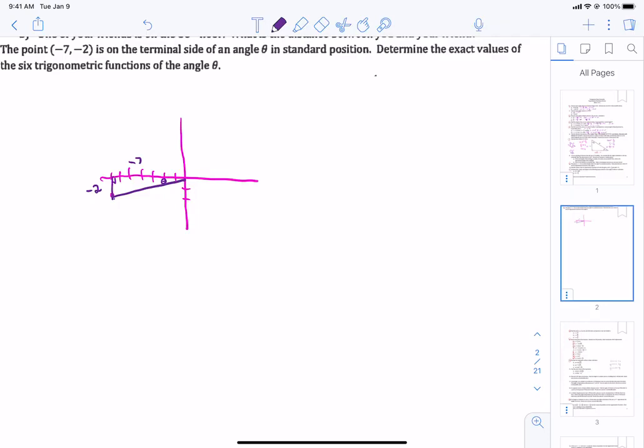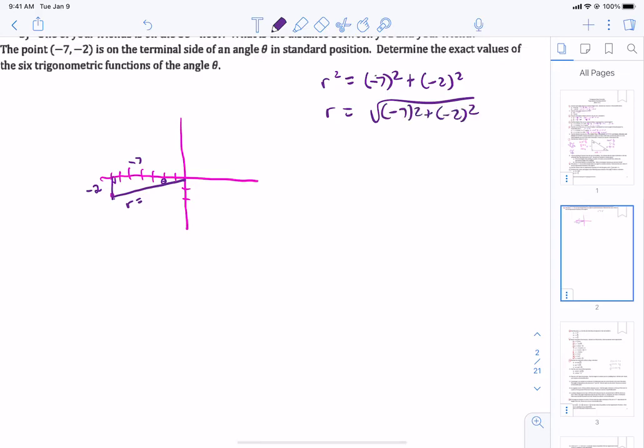So how do we find that hypotenuse, which we're going to call r? Well, r squared is going to be -7 squared plus -2 squared. So r is going to be the square root of -7 squared plus -2 squared. Well, -7 when you square it is 49. -2 when you square it is 4. So that's going to be the square root of 53.